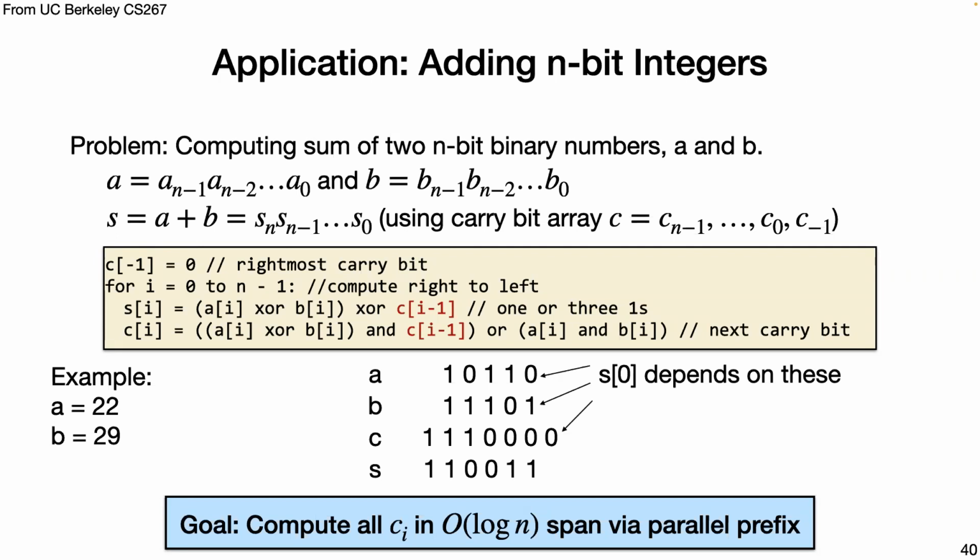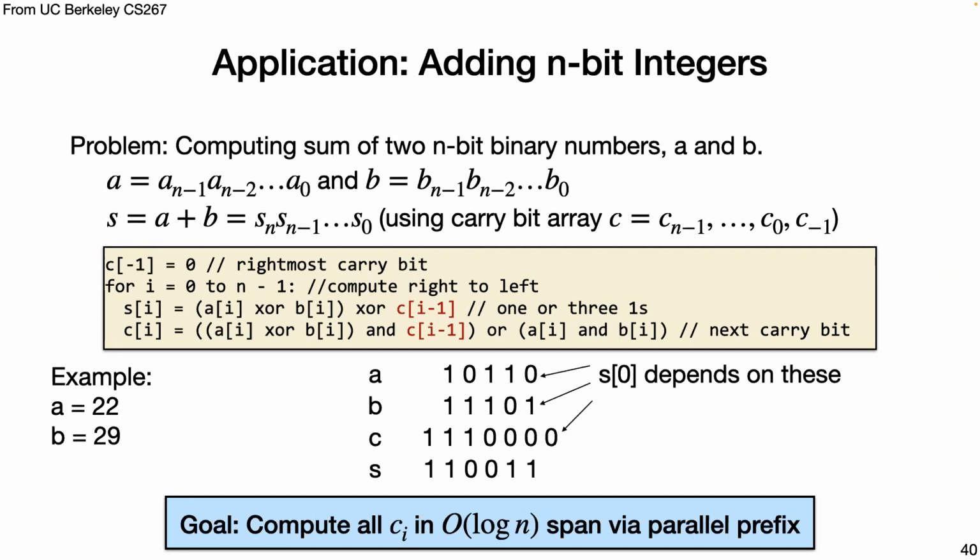Like, if you just went right to left, you would need to compute the previous carry to compute the next one, because the next one depends on not just a and b, but also the result of what happened in the previous step. Okay. So yeah, and this is just an example.